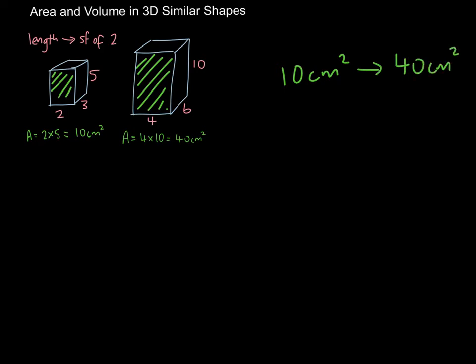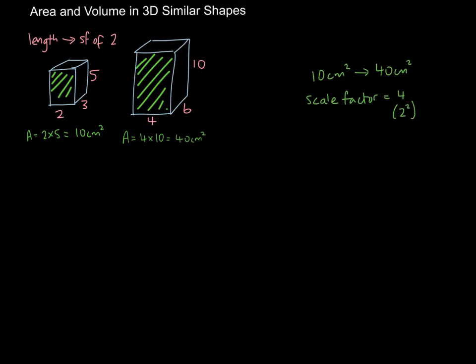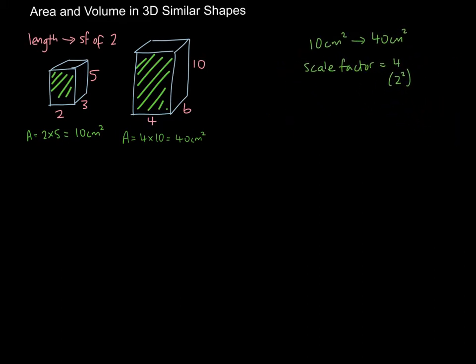I'm looking for what I multiply 10 by to get 40. So my scale factor of my area is going to be 4, which is 2 squared. If you think about that, it makes sense because I'm multiplying two dimensions together, so two lengths: 2 times the 5 and the 4 times the 10. Both of those lengths will be multiplied by 2 because my scale factor is 2. So therefore my area gets multiplied by 2 twice, for those two dimensions.